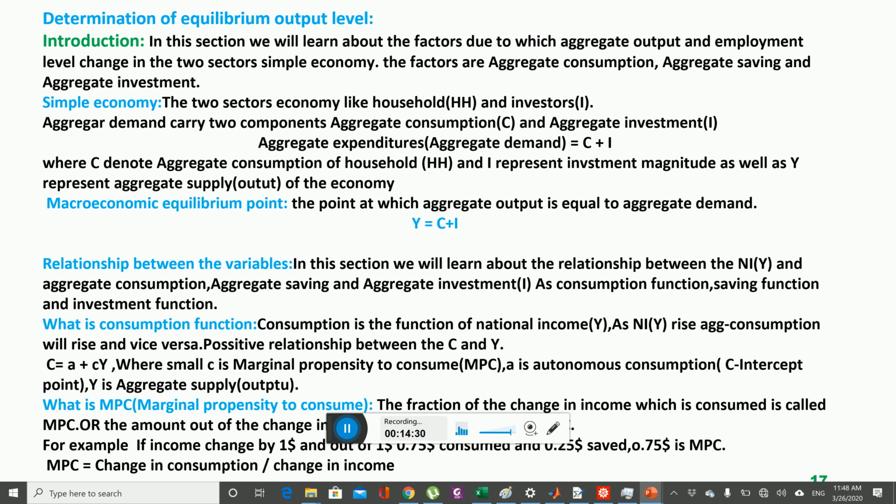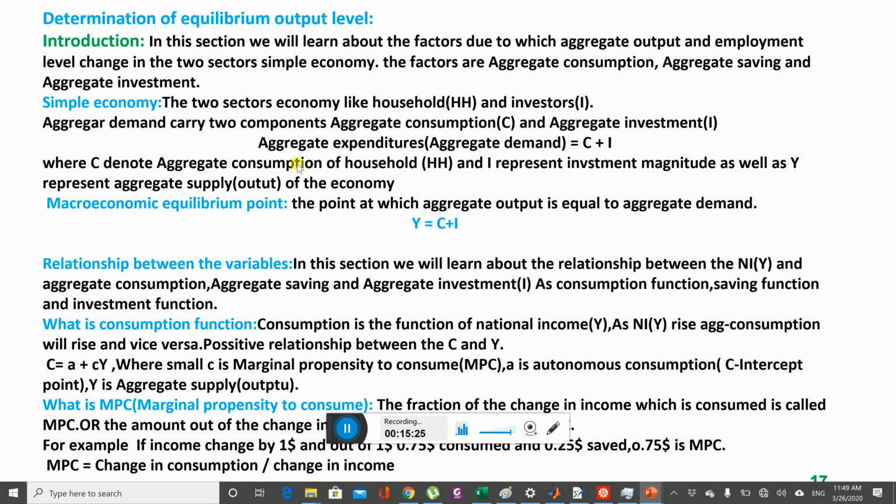As we are defining equilibrium output level, for macroeconomic equilibrium we have two forces. One is the force of supply, aggregate supply, and the other is the force of demand, aggregate demand. That is why I am saying that in the simple economy we have two components of aggregate demand. One is consumption of the household and the other is investment of the businesses. That is, one is demand of the household for goods and services, and the other is aggregate demand of the businessmen for labor, for capital, and for raw materials.